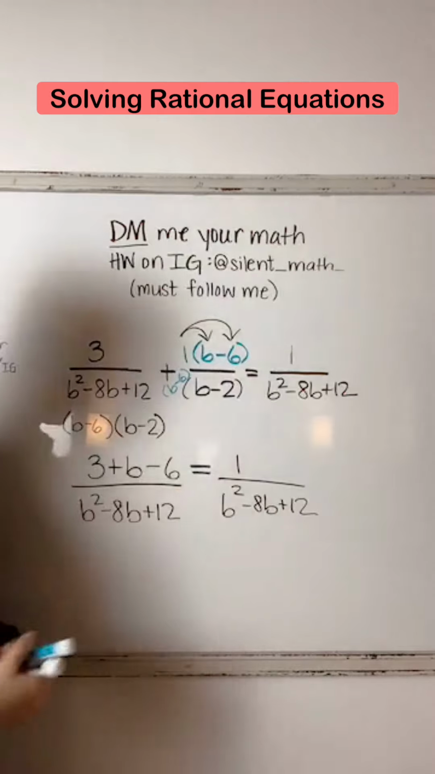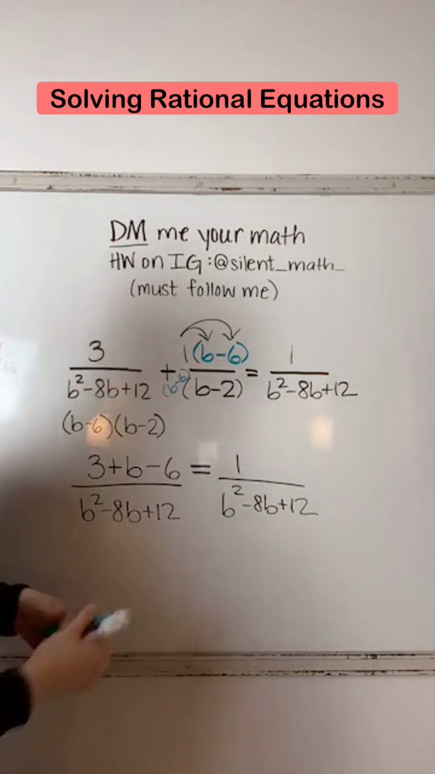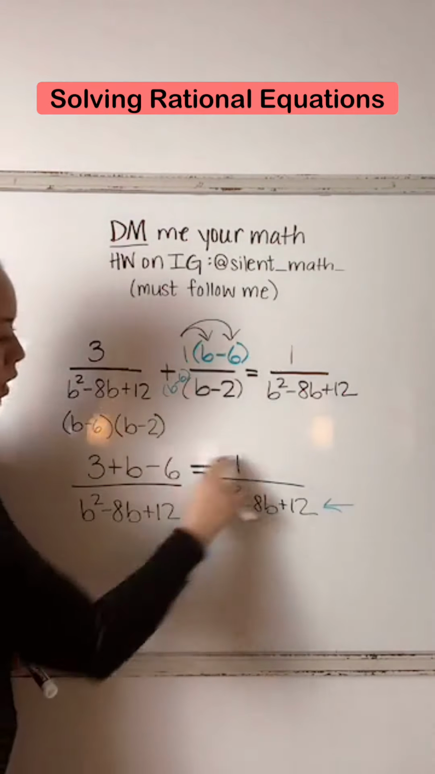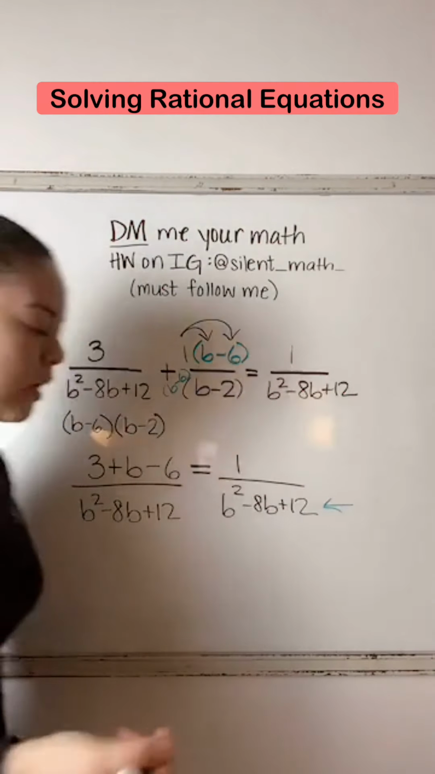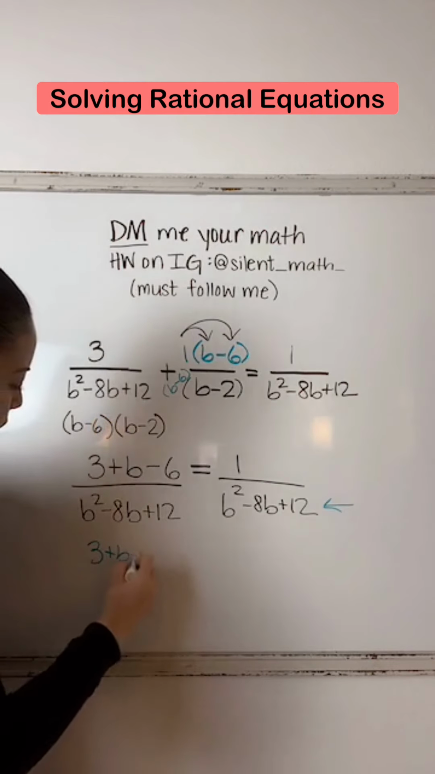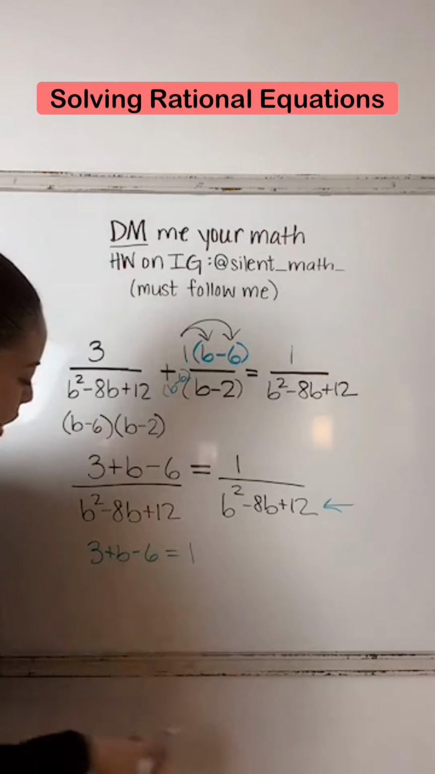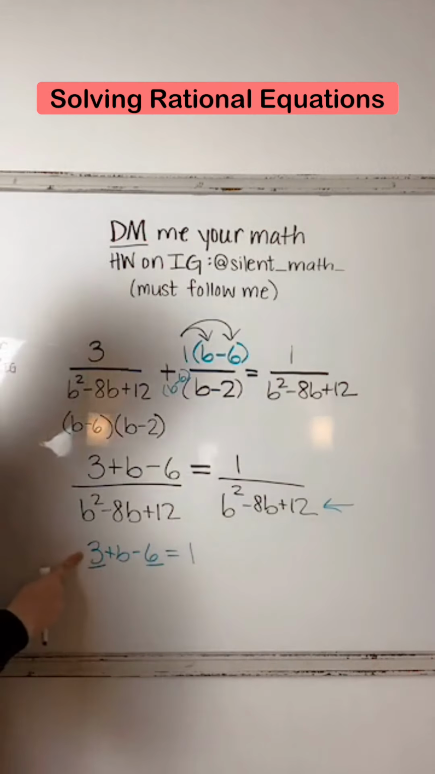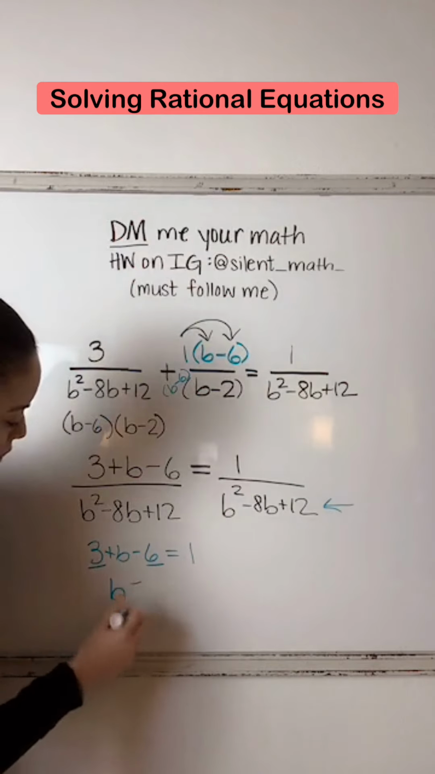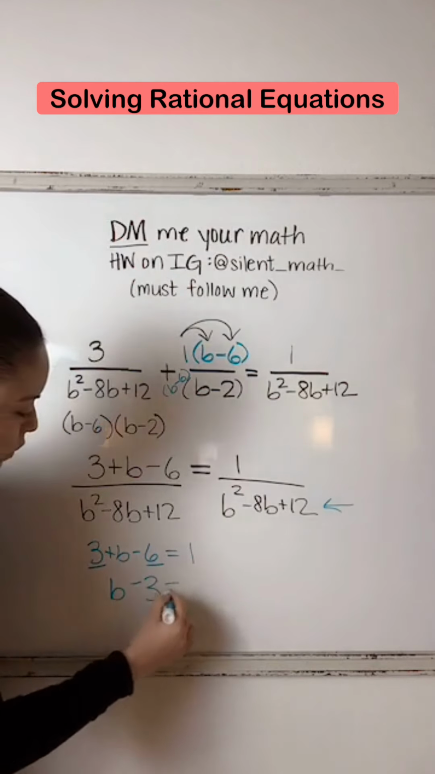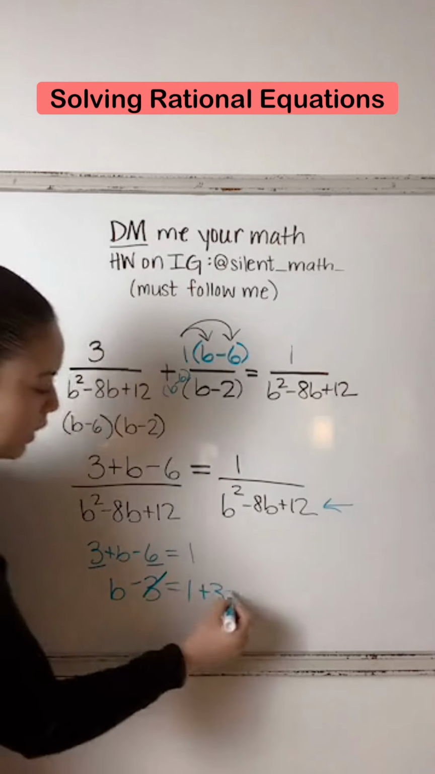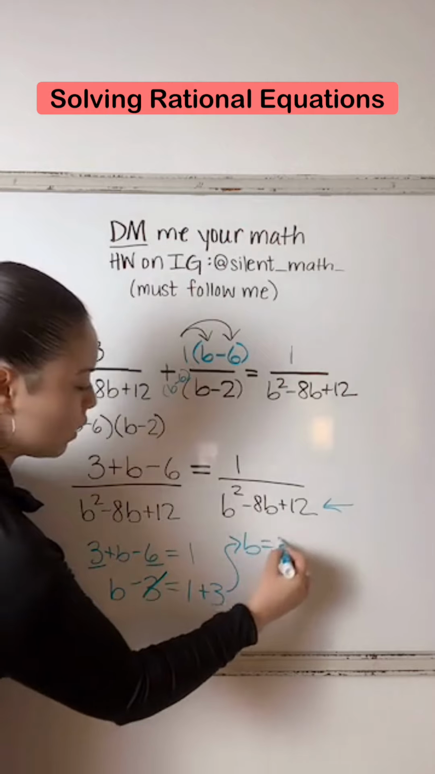Here's the thing: once your denominators are the same, you can essentially ignore them and just focus on the numerator so we can solve for b. If we have 3 plus b minus 6 is equal to 1, we can add like terms. 3 minus 6 is negative 3. So now we have b minus 3 is equal to 1. We just need to add 3 to both sides to cancel it out, so we get that b is equal to 4.